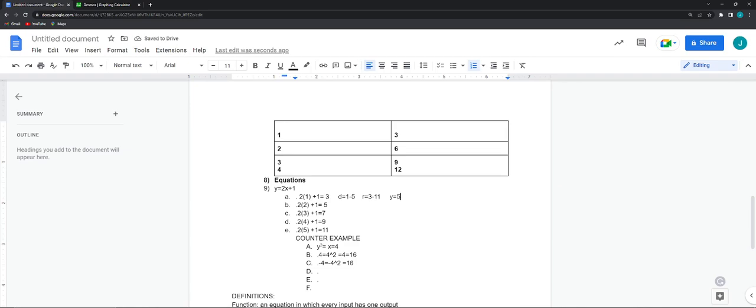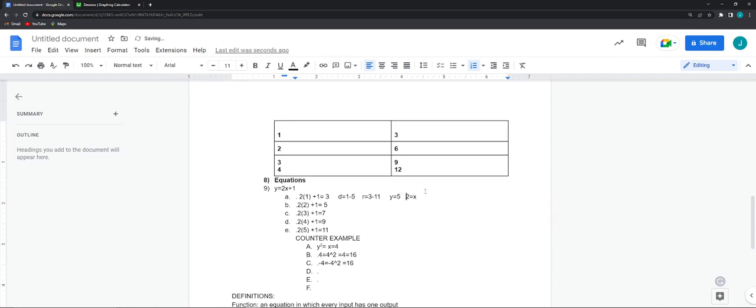Now, to find an input given our output, let's say we know 5 equals 2x plus 1. We'd use inverse operation. So first we'd subtract 1 from both sides, minus 1 minus 1, and that would become 4 equals 2x. And then divide by 2 to get to x by itself. And we'd find that this becomes 2, and this just becomes x.